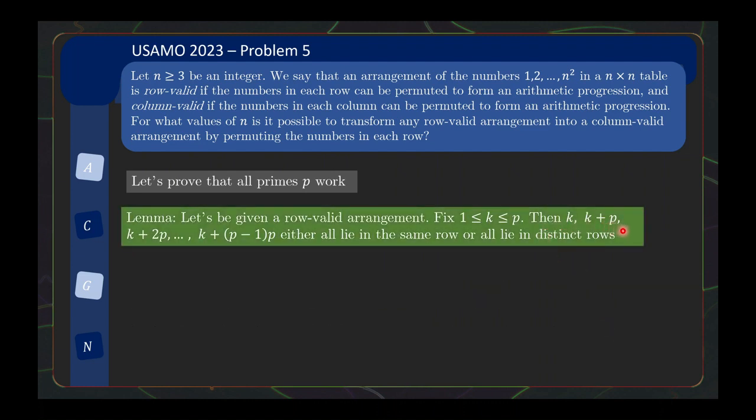The terms k mod p either all lie in the same row or all lie in distinct rows. How does this prove the problem? Prove that p works. So once again, if they all lie in the same row, and this must then hold for every single k, then we can just pick 1 to n as the column, then n plus 1 to 2n as the next column, and so on. On the other hand, if they all lie in distinct rows and this holds for every k, then we simply pick these k mod p elements as your columns. So this shows that we can permute the row valid arrangement into a column valid arrangement.